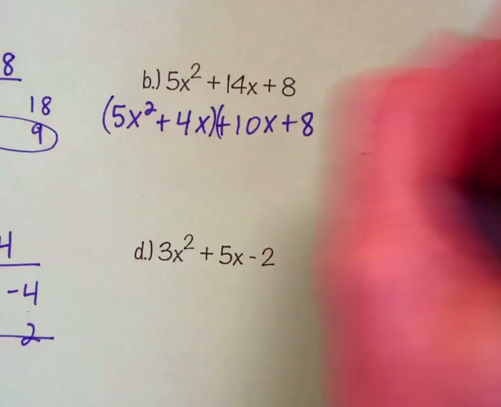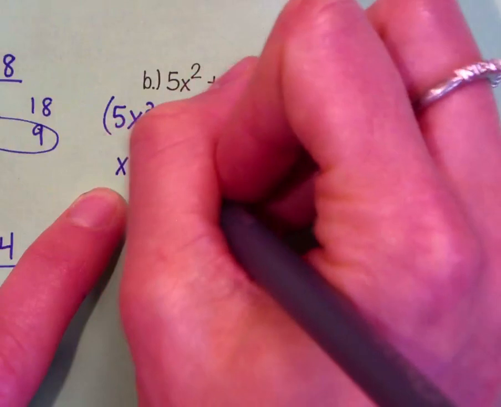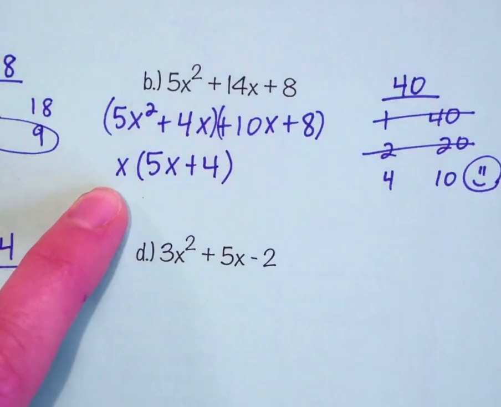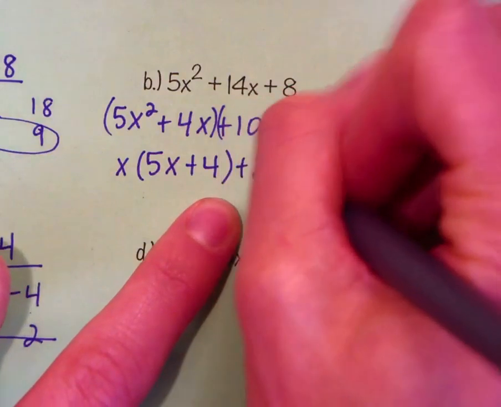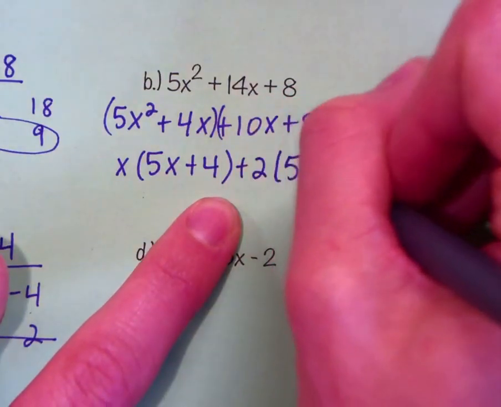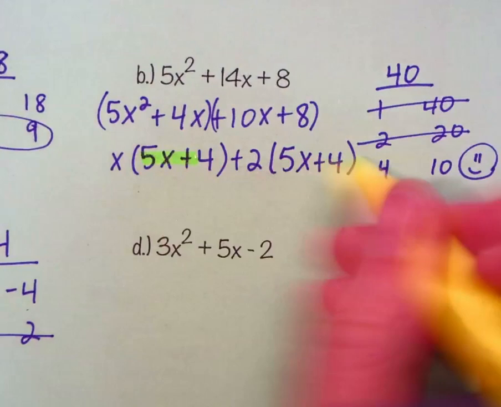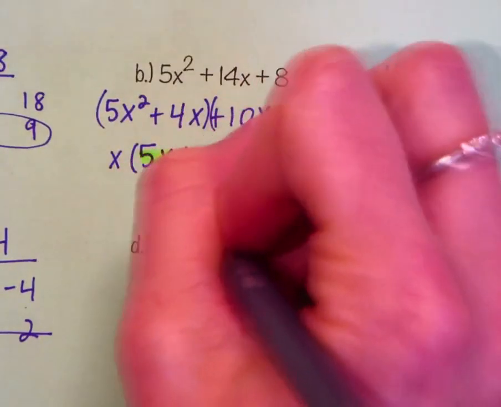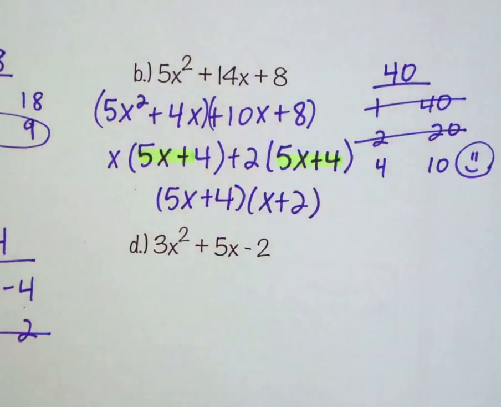Okay. We'll group. I can only take out an x here, and I'd be left with 5x plus 4. And then I can take out a 2 from this group, and I'd be left with, again, 5x plus 4. This is good. These two binomials are the same. So my 2 final factors would be 5x plus 4 and x plus 2.